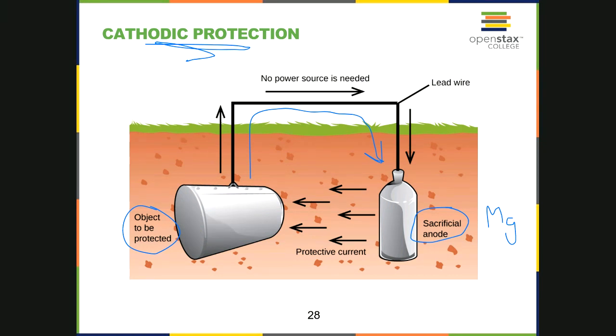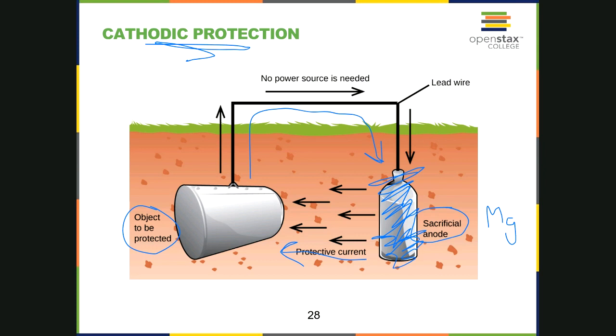Anyway, we get electron flow from the object being protected to the magnesium, and that causes this protective current it's talking about. And eventually, the sacrificial electrode will be gone. It will become magnesium cation, magnesium oxide. So you would have to replace the sacrificial electrode every so often.